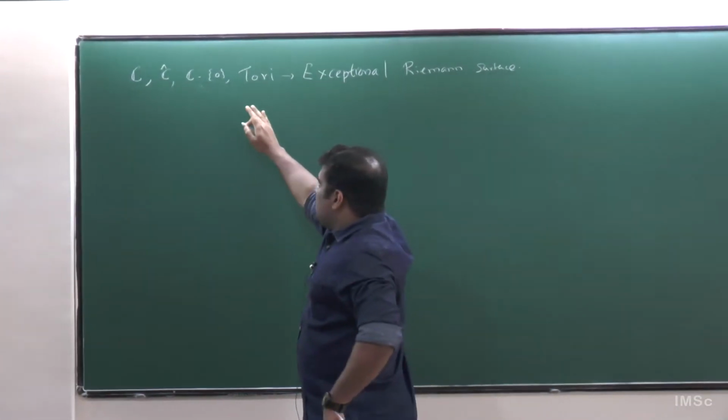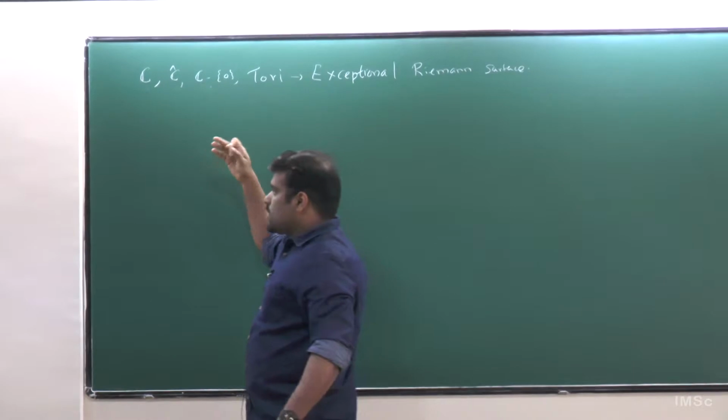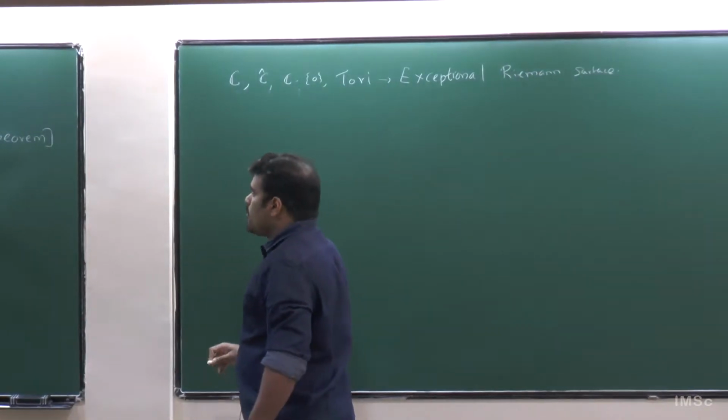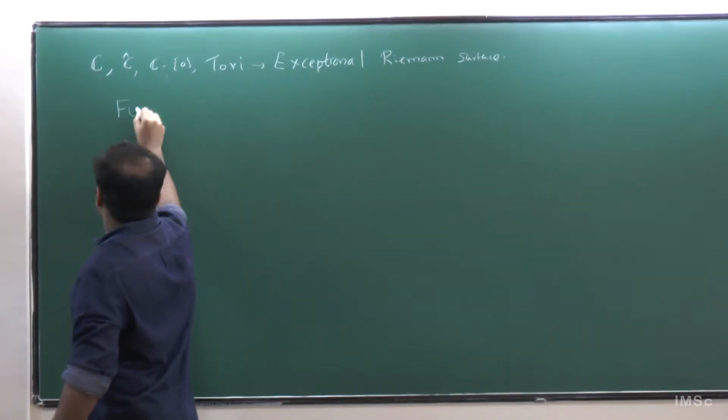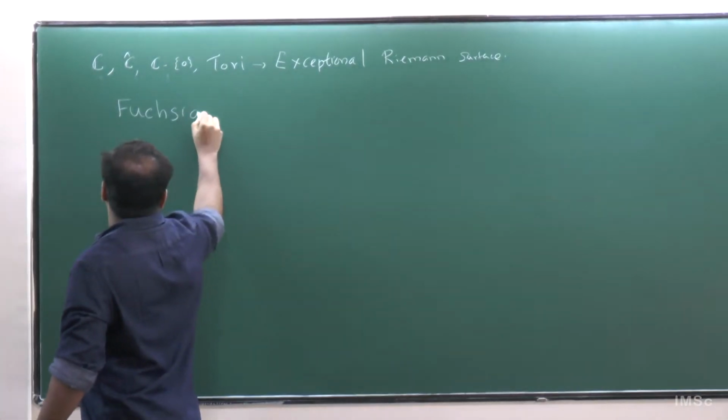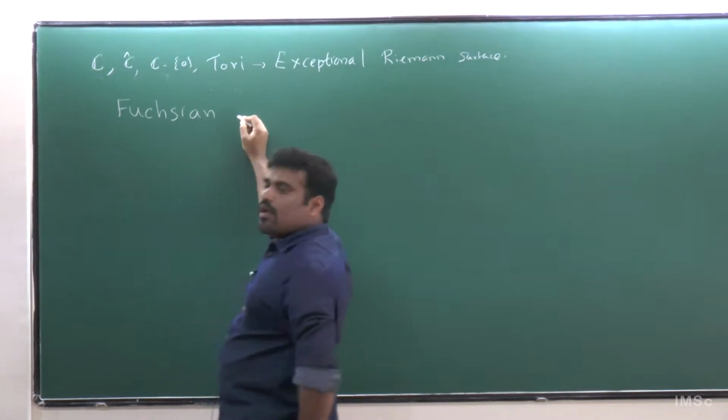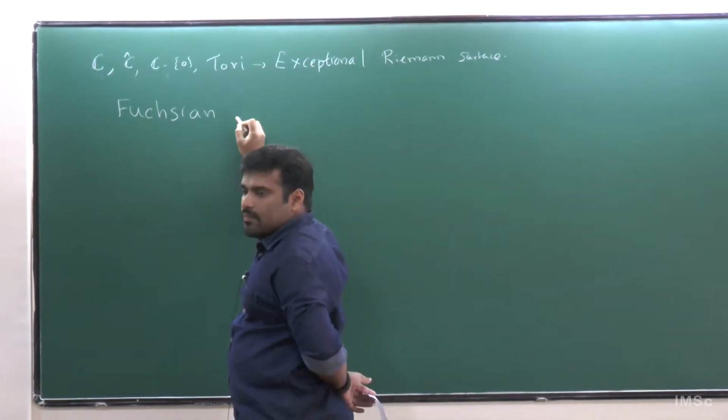So all other Riemann surfaces with punctures or genus can be obtained from the upper half plane. So this is the function.